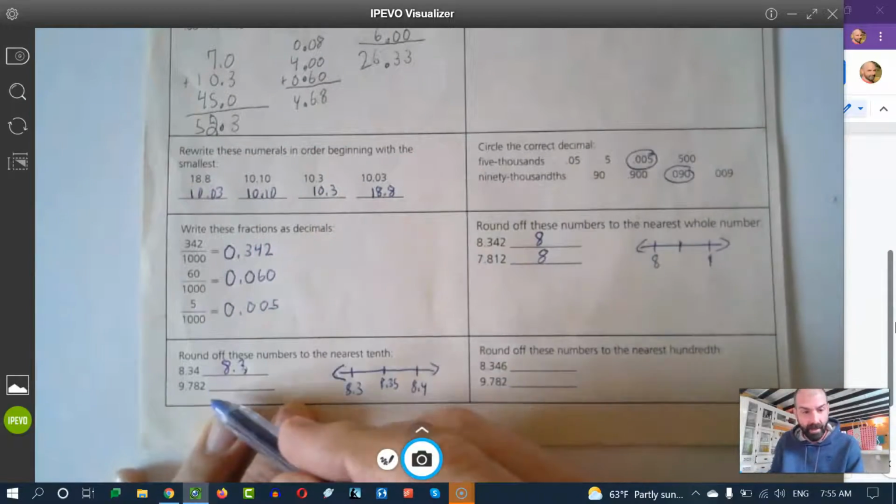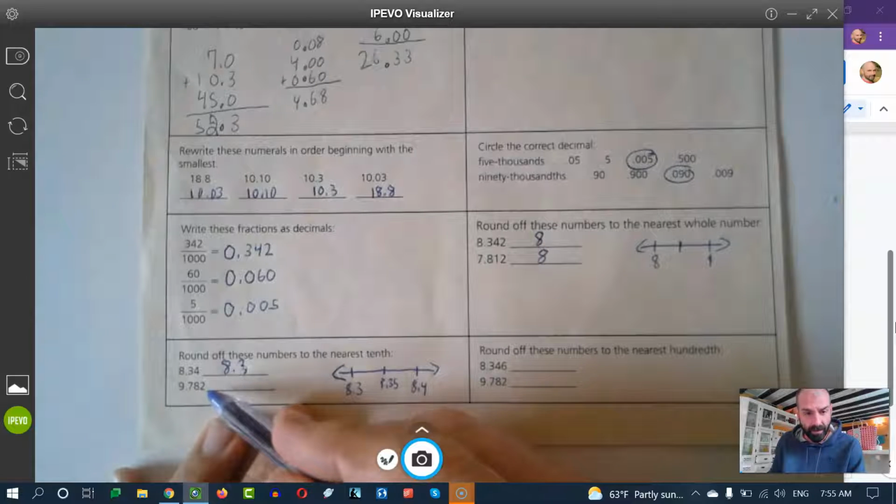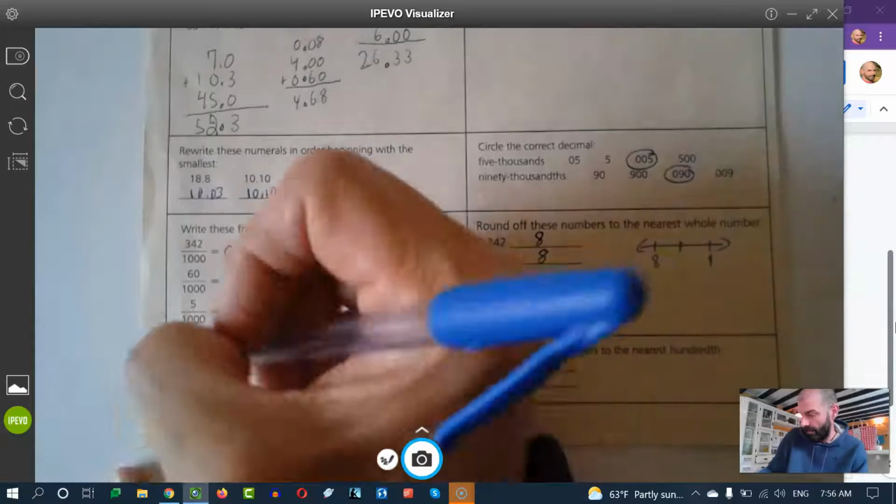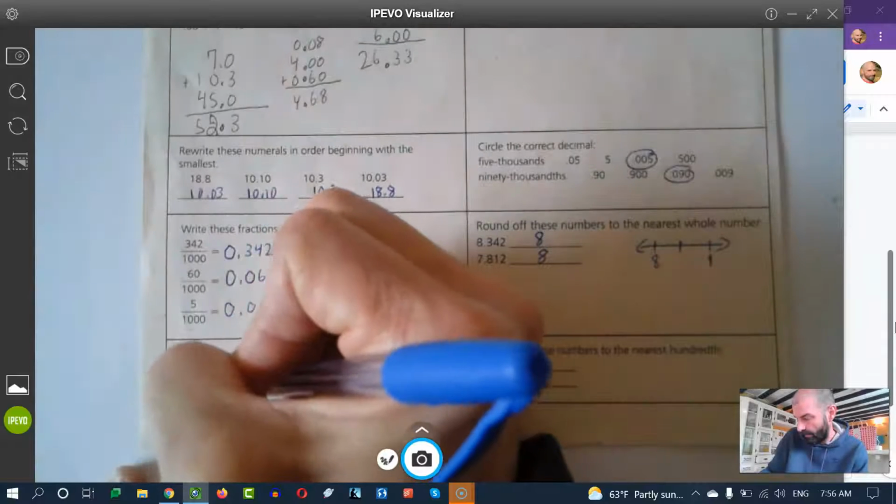And now we have 9 and 782 thousandths. We're looking at the tenth here. So this is between 9 and 7/10 and 9 and 8/10. This 8 is past that 5, so we are at 9 and 8/10.